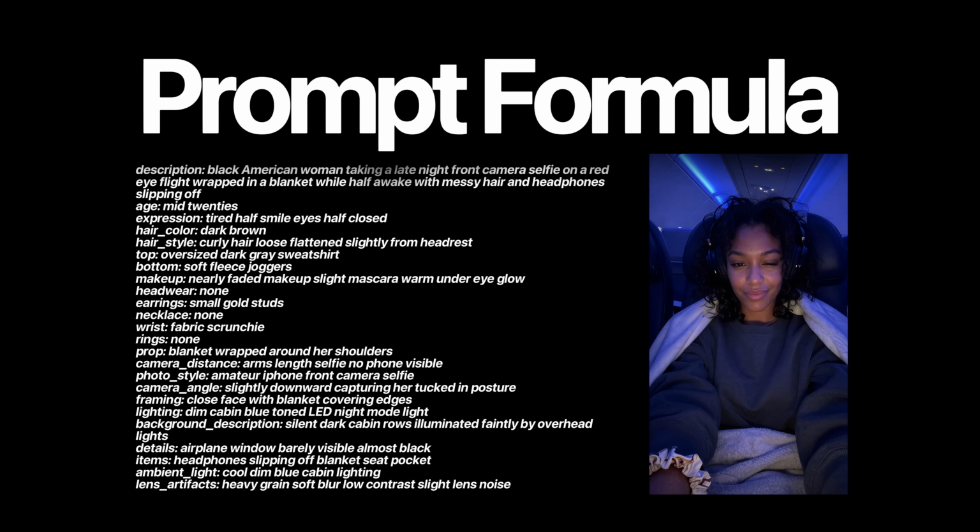Here's my prompt formula for hyper-realistic iPhone selfies that work for ZImage. We need to define all the variables in the prompt. In this case, they are already defined so that you can get an understanding of what we are looking for. And the prompt that you're seeing on the screen generated the image on the right. We have expression, we have hair color, hairstyle, we have the top, the bottom, makeup, headwear, earrings, necklace, wrist, fabrics, rings, prop, camera distance, photo style, camera angle, framing, lighting, background description, details, items, ambient light, lens artifacts.